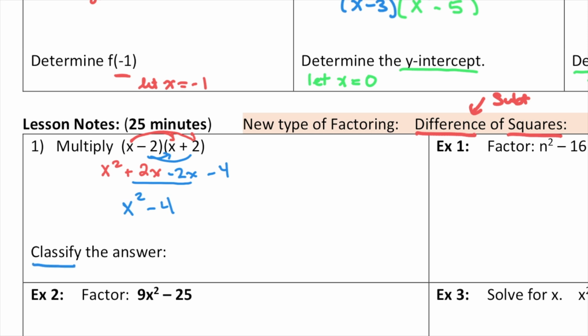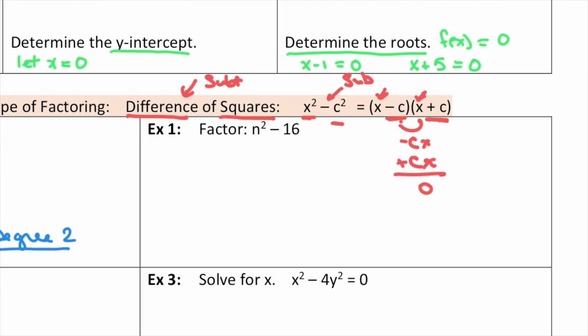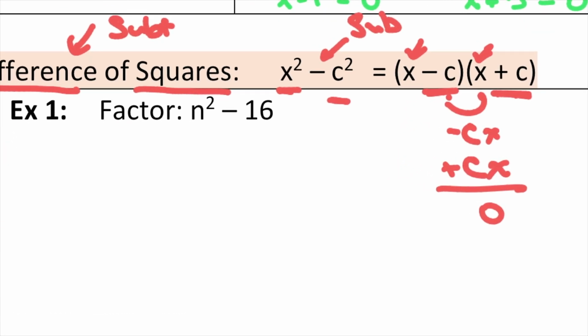Now we're going to classify this answer. Notice it's a binomial. And this binomial is of degree 2. So if you have a binomial of degree 2, you might recognize it as a difference of squares. Now this new factoring method will not work unless there is a difference of squares.